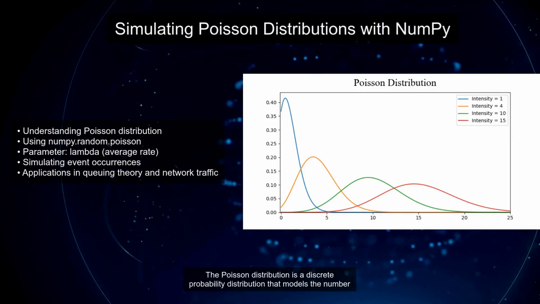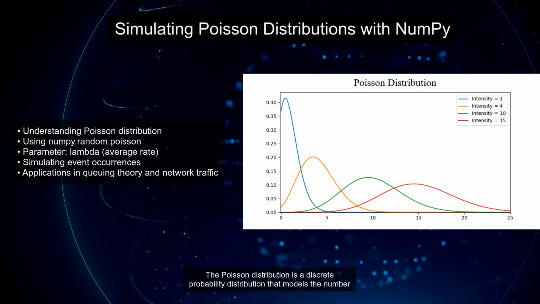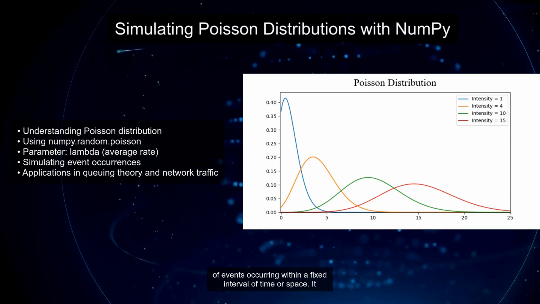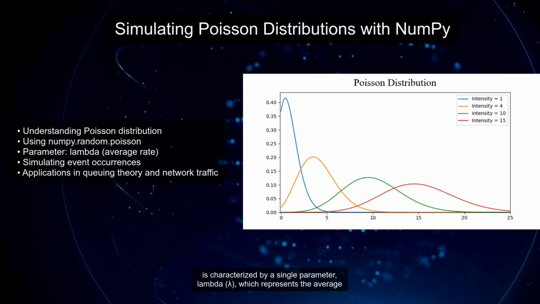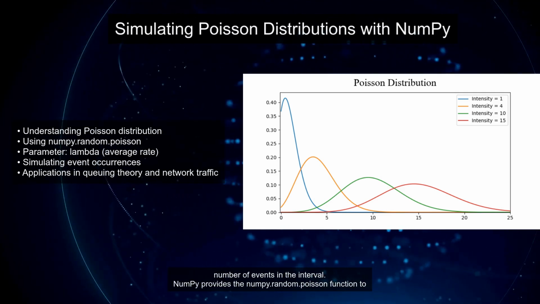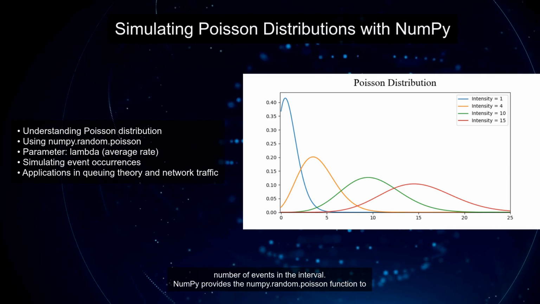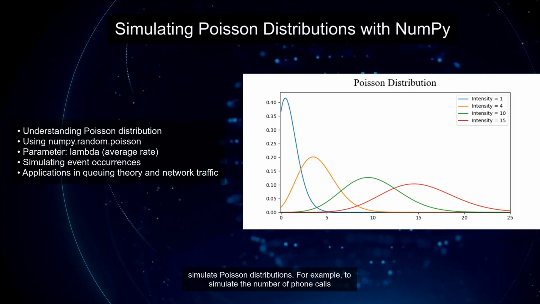The Poisson distribution is a discrete probability distribution that models the number of events occurring within a fixed interval of time or space. It is characterized by a single parameter, lambda, which represents the average number of events in the interval. NumPy provides the numpy.random.poisson function to simulate Poisson distributions.